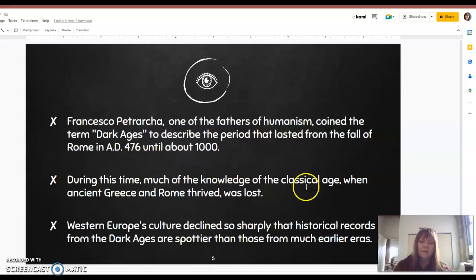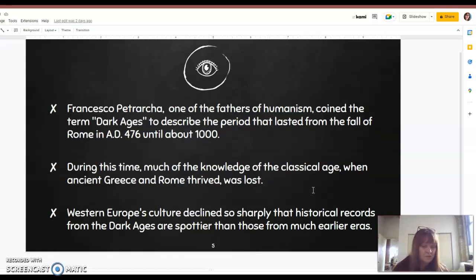During this time, much of the knowledge of the classical age, when ancient Greece and Rome thrived, was lost. We don't even need to go into why it was lost. Maybe you can go down that rabbit hole by yourself. Western Europe's culture declined so sharply that historical records from the Dark Ages are really hard to find compared to earlier eras.